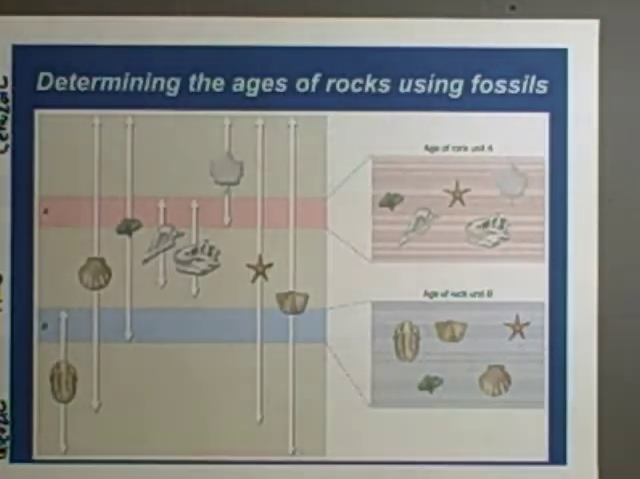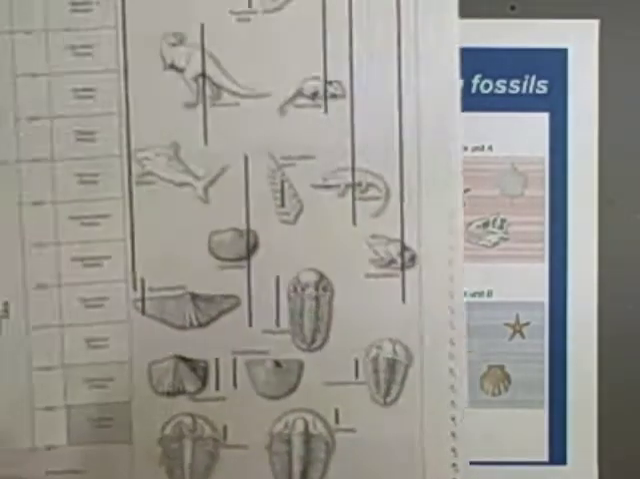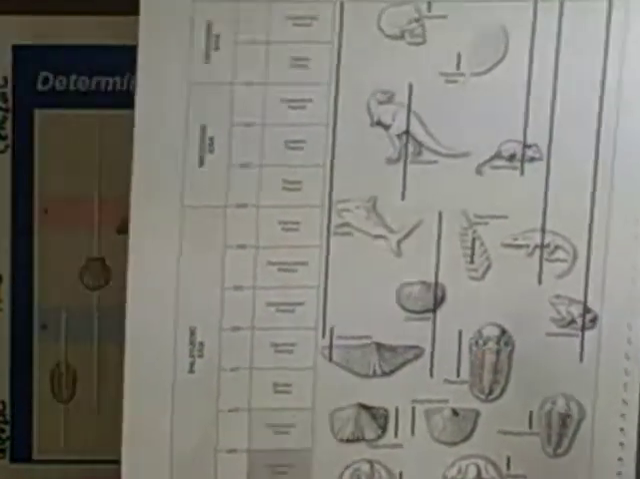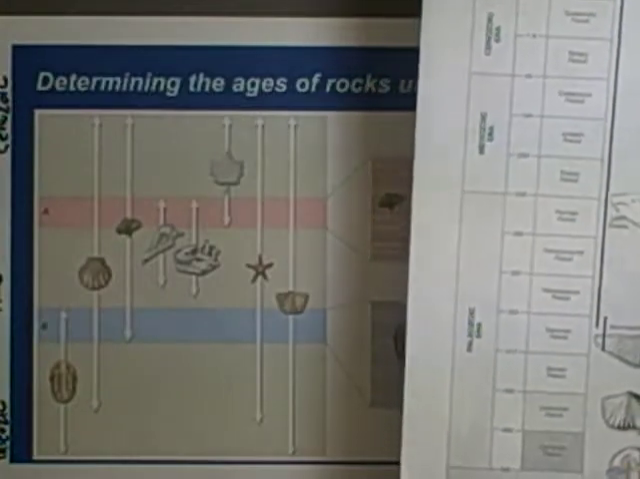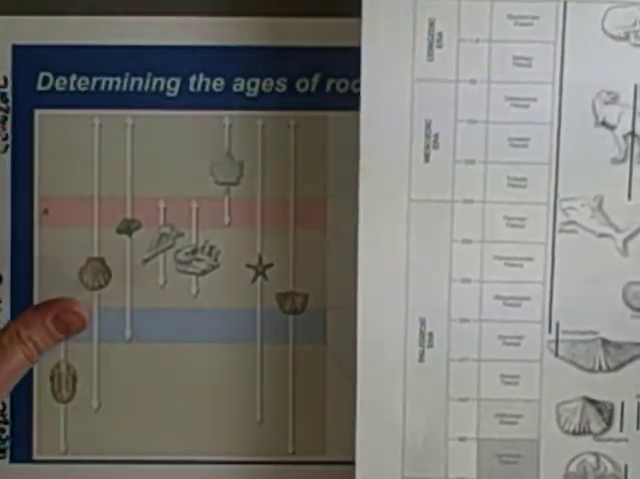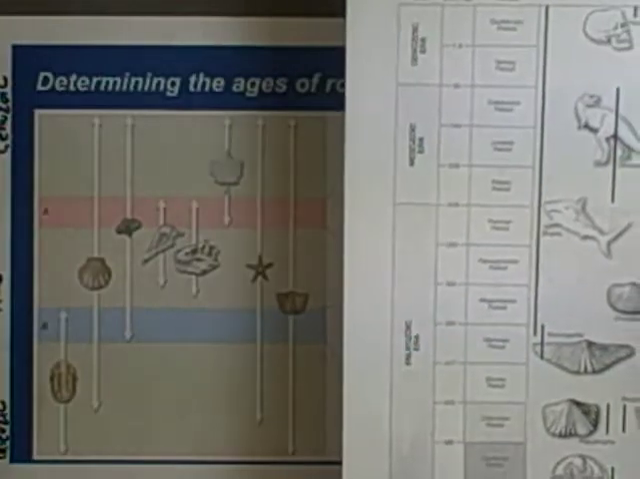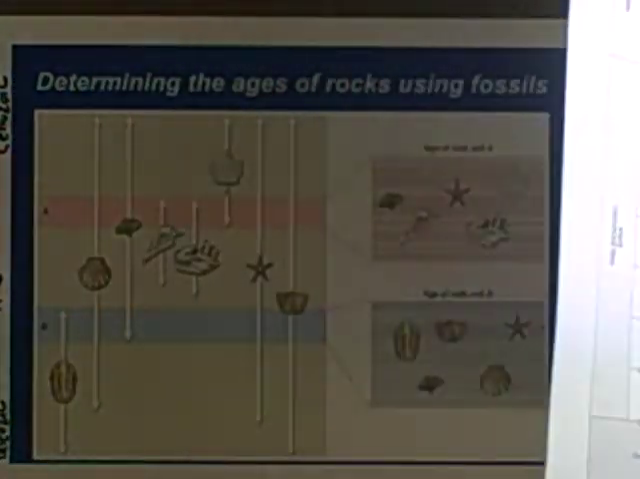Right, I want to make sure that everybody understands how we can use fossil assemblages to figure out the relative age of rocks. Now, in your lecture, you have this picture, and in your in-class activity, you have this one, and they're basically the same thing. They just have some different organisms, and along this scale is geologic time with youngest on top, oldest on bottom.